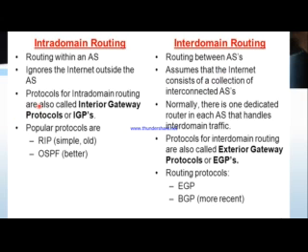Moreover, the protocols for intradomain routing are also called interior gateway protocols, or IGPs. Normally there is one dedicated router in each AS that handles intradomain traffic. Some of the popular protocols are RIP, that is Routing Information Protocol, and OSPF, Open Shortest Path First, which I'll explain later. The protocols for interdomain routing are also called exterior gateway protocols, or EGPs. Some example protocols are EGP and BGP, that is Border Gateway Protocol.